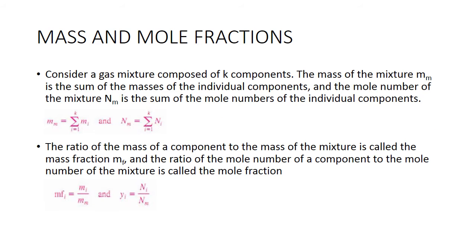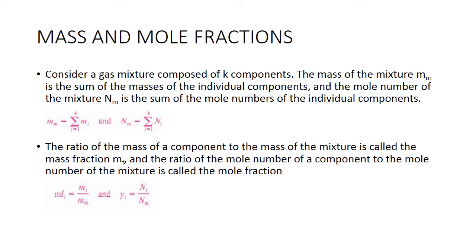First, let us consider a gas mixture that is made up of K components. The overall mass of this mixture, denoted by mm, is the sum of the masses of all the individual components, and the mole number Nm is the sum of the mole numbers of all the individual components. Let us say we have K components, which means K different molecules are present in the gas mixture. So, mm is nothing but the summation of i equal to 1 to K of mi, so it is m1 plus m2 till mk. Similarly, nm is n1 plus n2 till nk, which is the summation i equal to 1 to K of ni.